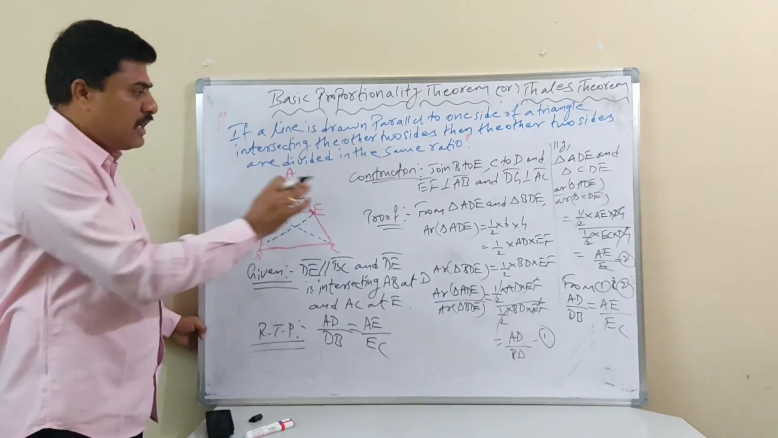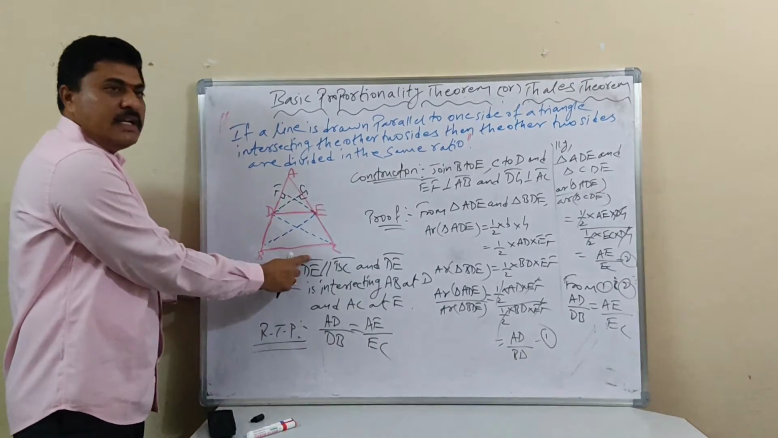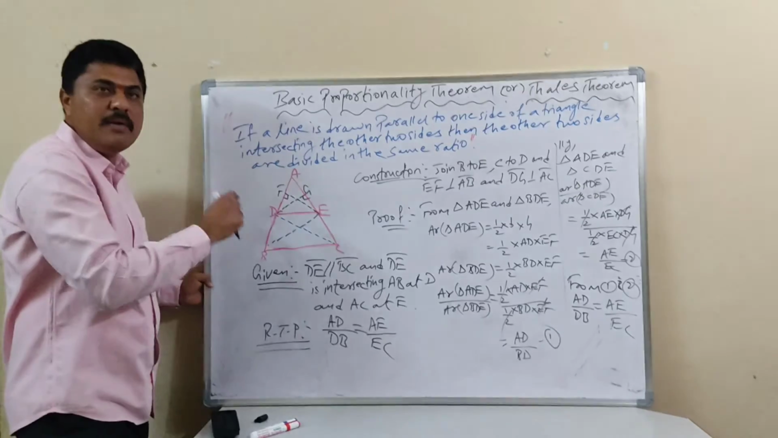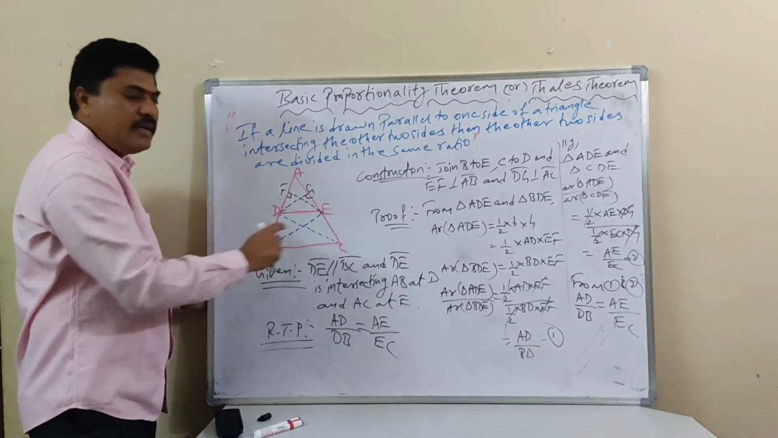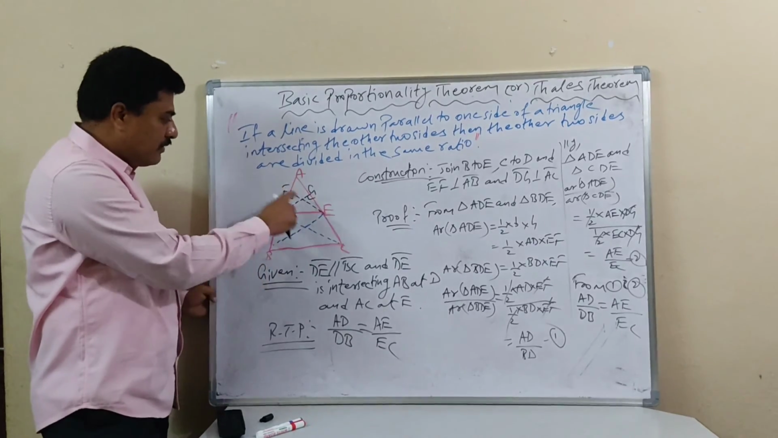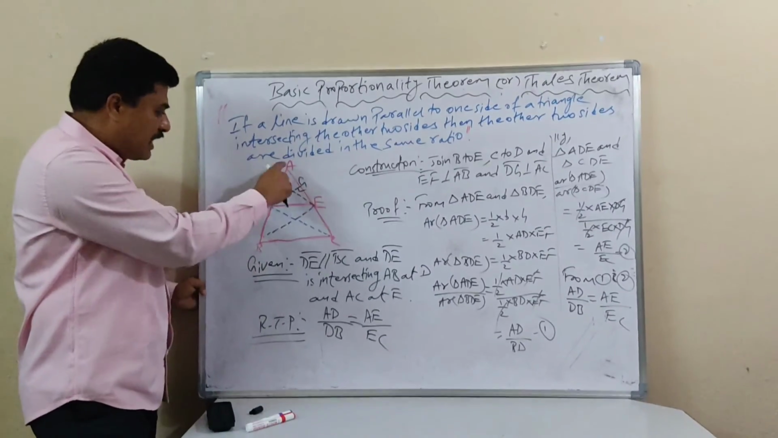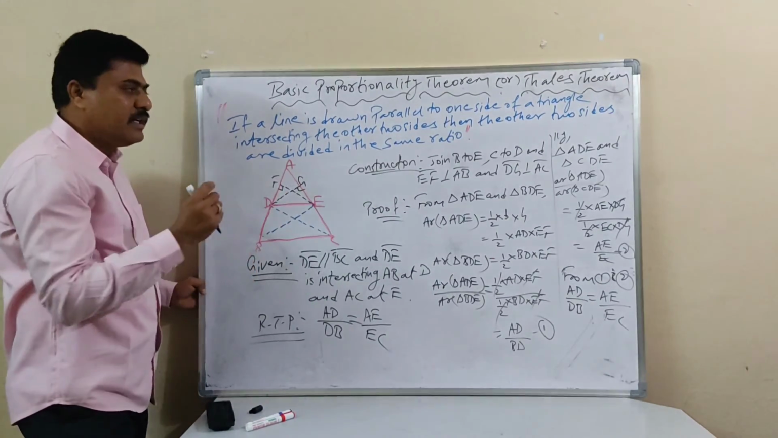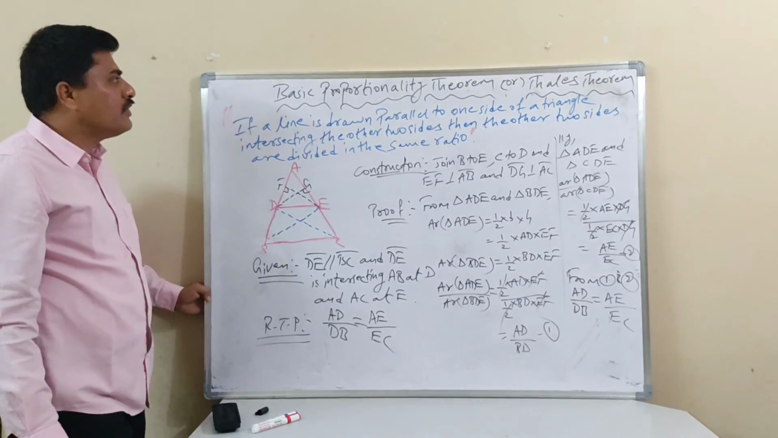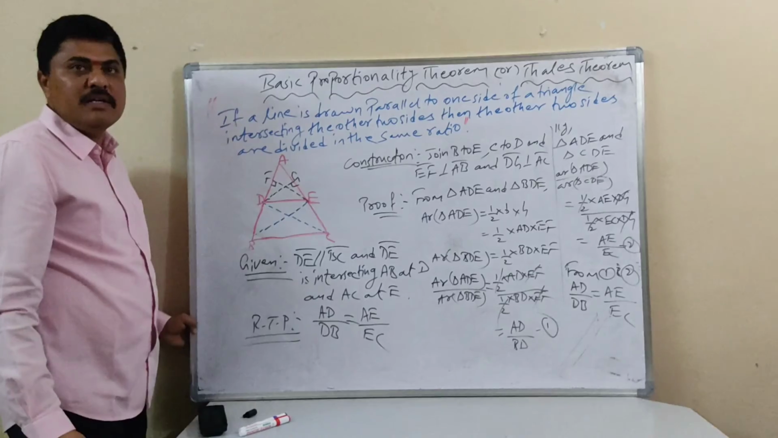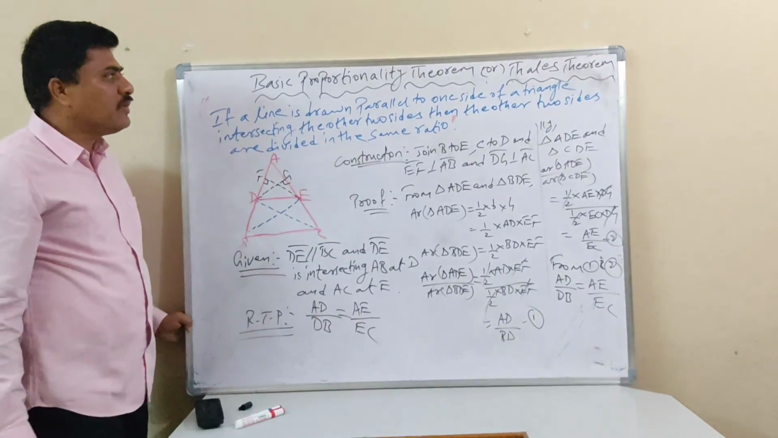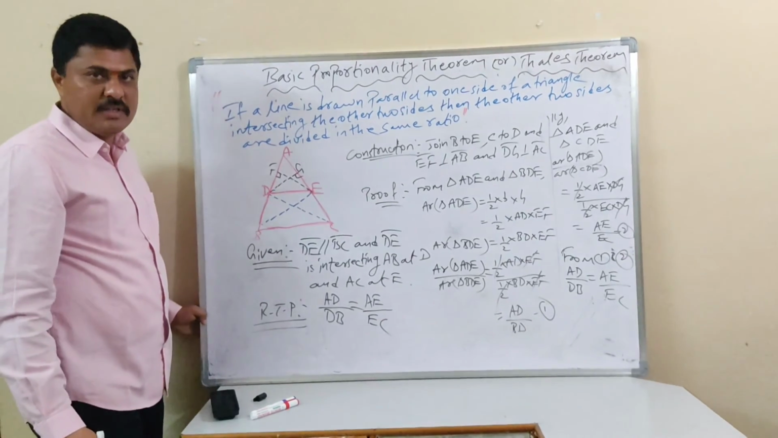The third condition is nothing but these two triangles are on the same base BC and also between the same parallel lines DE and BC. From these three conditions we can say that D and E are dividing the sides of triangle ABC in the equal ratio. So this is the proof of the basic proportionality theorem. I hope my students understood the concept of the basic proportionality theorem.